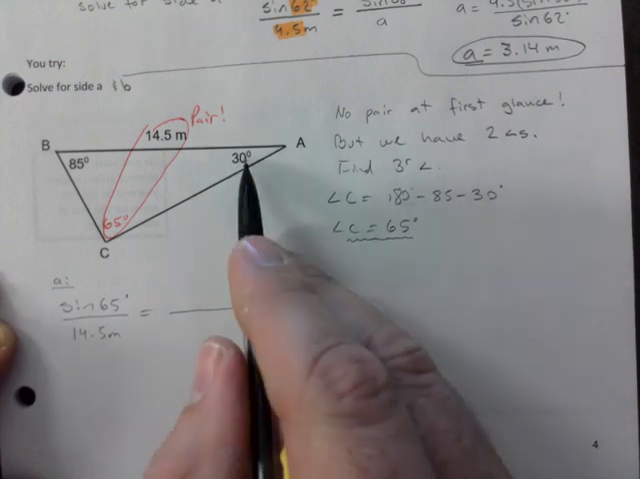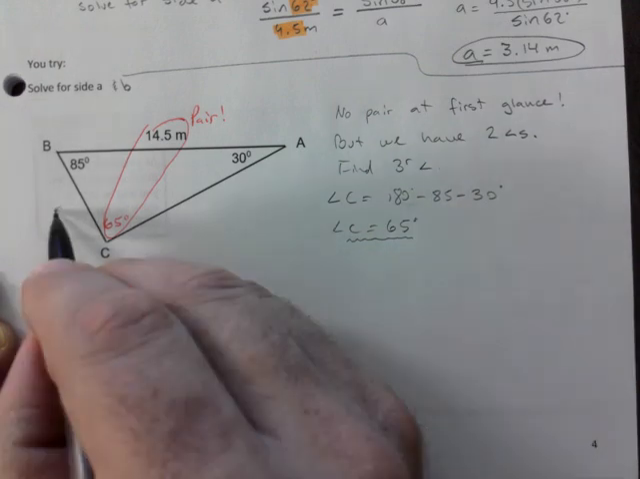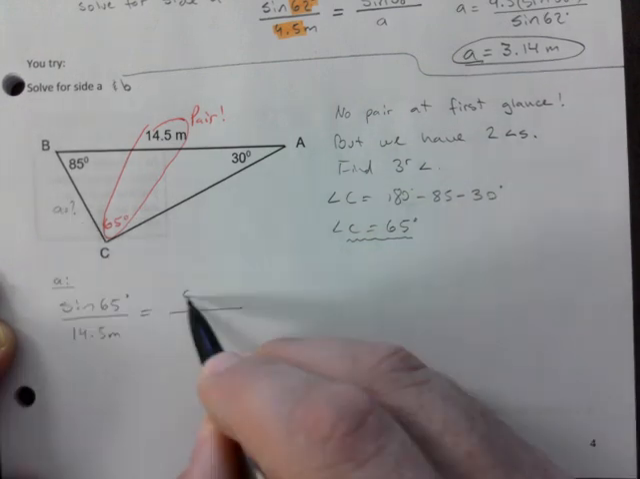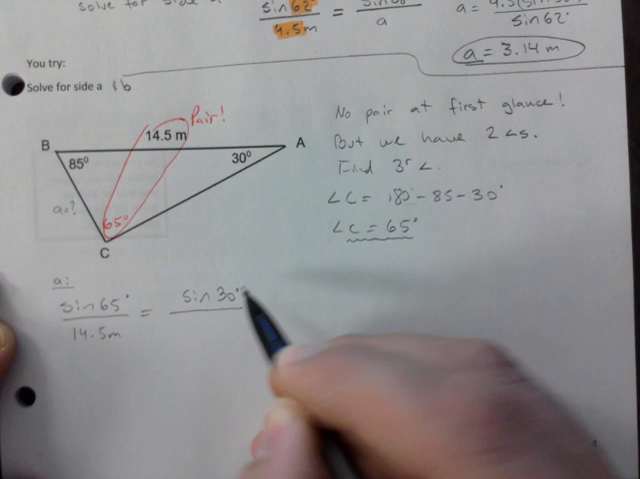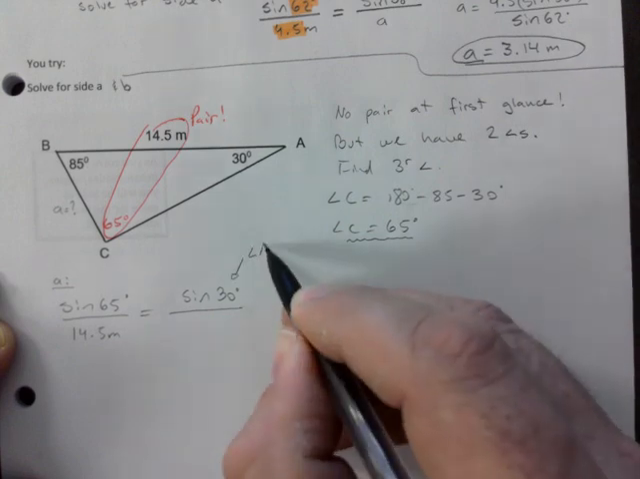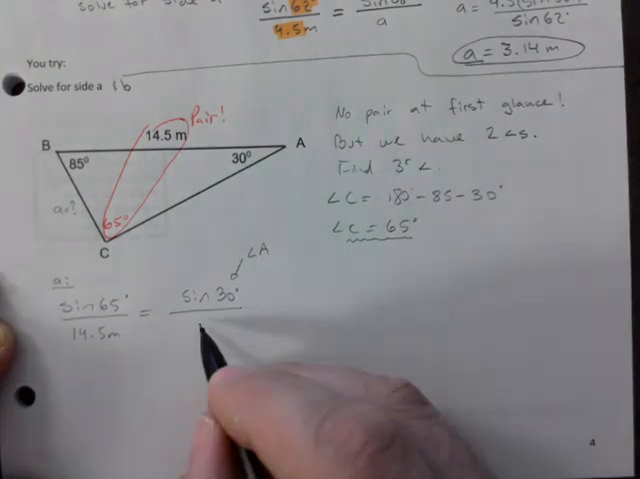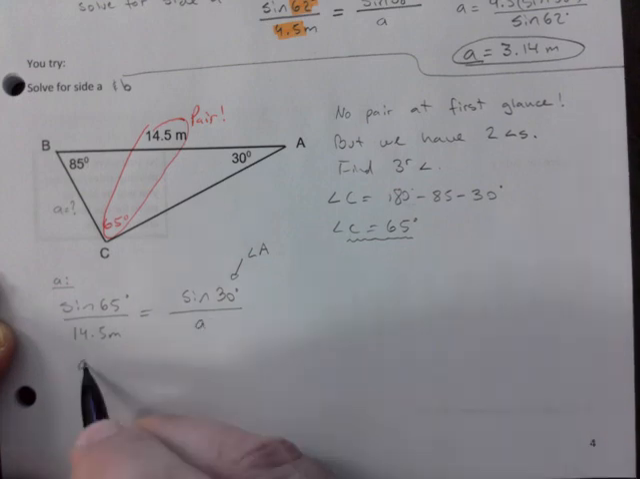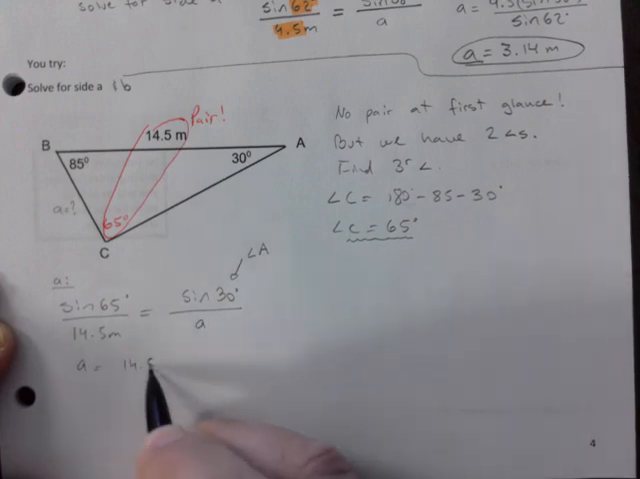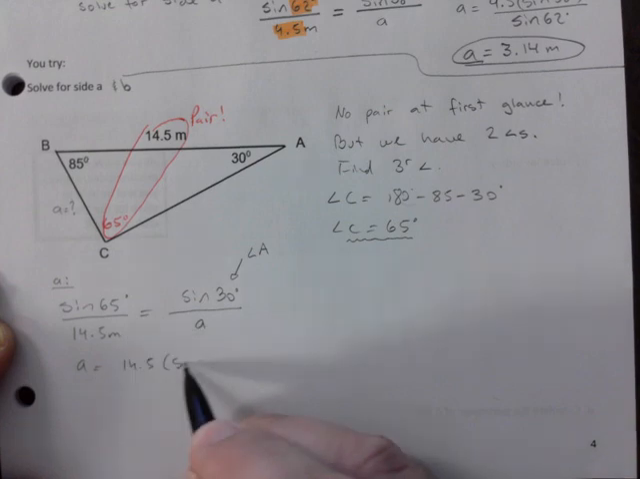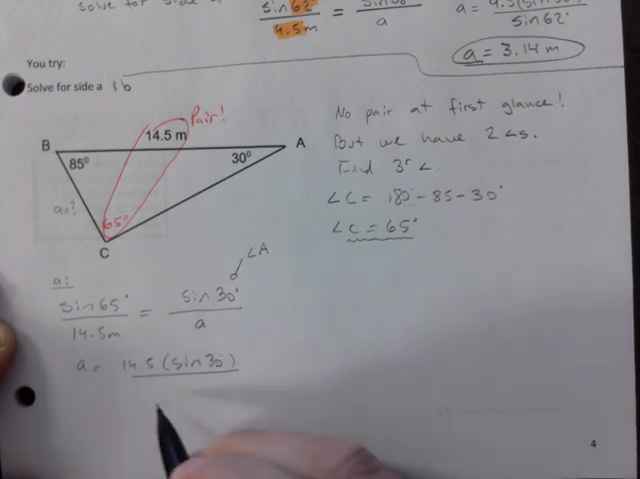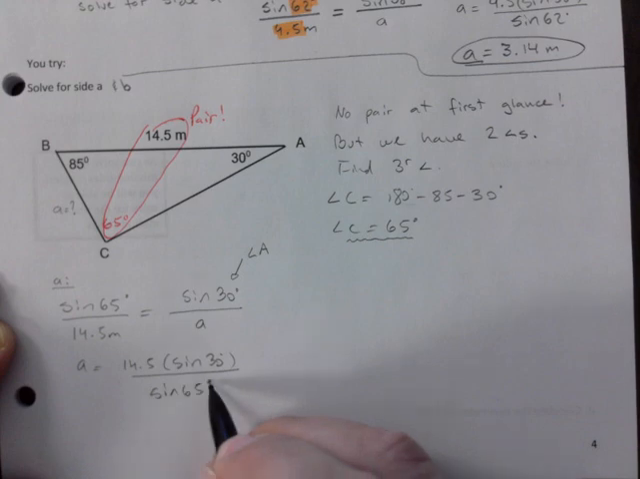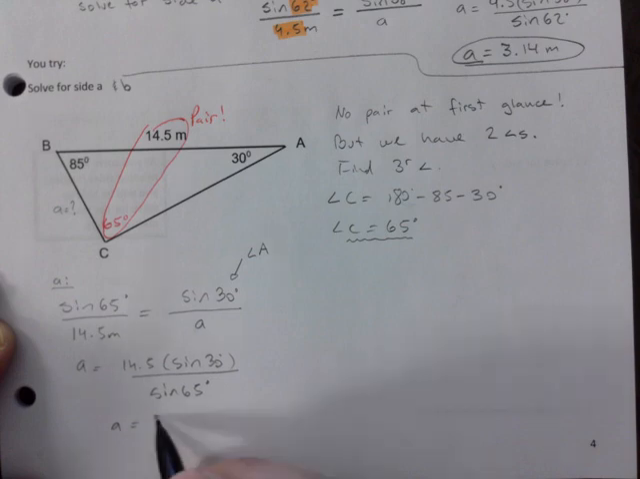This is side A. So sine of 30, this is angle A, over side A there. So you go 14.5, multiply these two, divided by sine of 65. And you get 8 meters exactly. I hope you got that.